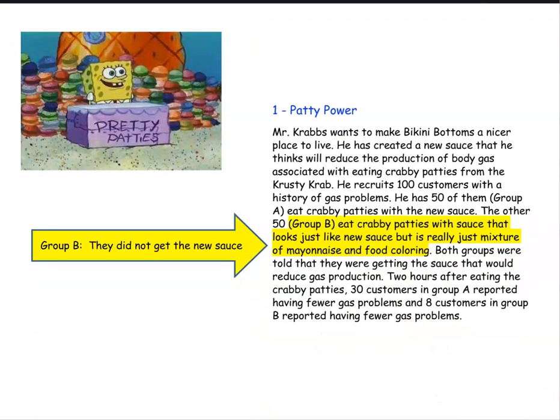So if we look at Paddy Power, which is our first Spongebob variable to look at, we want to ask ourselves the questions, what am I changing? That's going to be my independent variable. And what am I measuring? That's going to be my dependent variable. So we read through our scenario, and then you're going to be looking for what is changed and what is being measured.